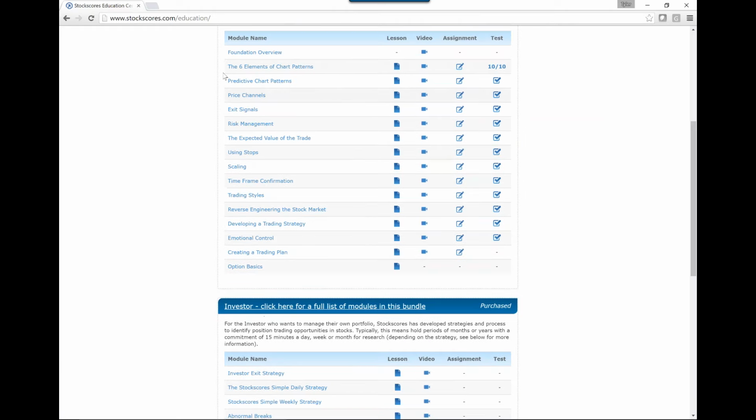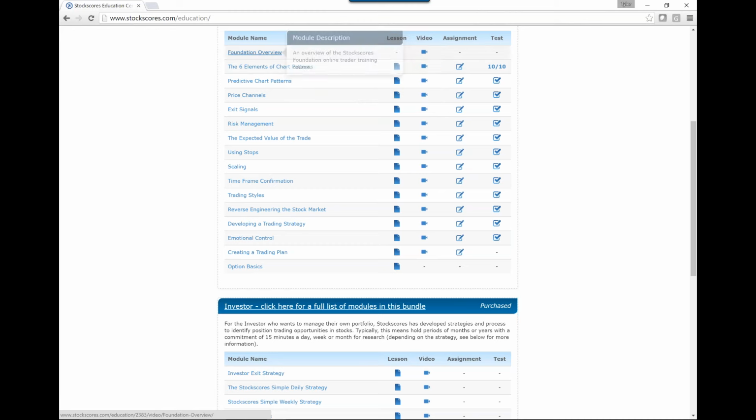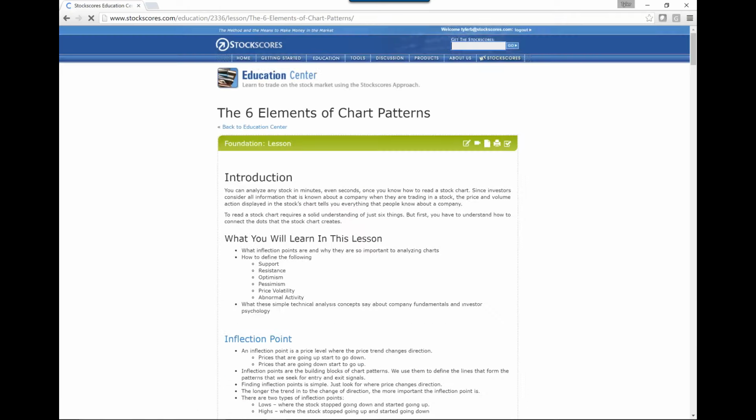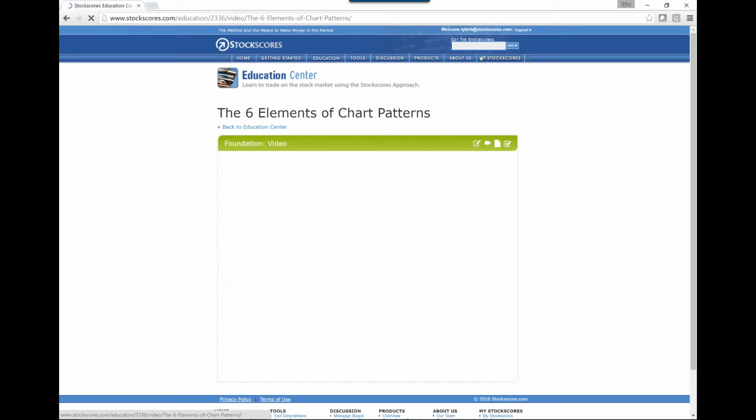So what we did today were the 6 elements of chart patterns. Okay, and it was a quick version of the 6 elements of chart patterns. I didn't go into all the nuances of it, but basically the concept is there. So if you have access to this, and you have to pay for access to this, you can read a lesson. So I can click on the lesson icon, and I can read all about chart patterns. Okay, there's the concept of inflection point, which is what we talked about today. I can then watch a video.